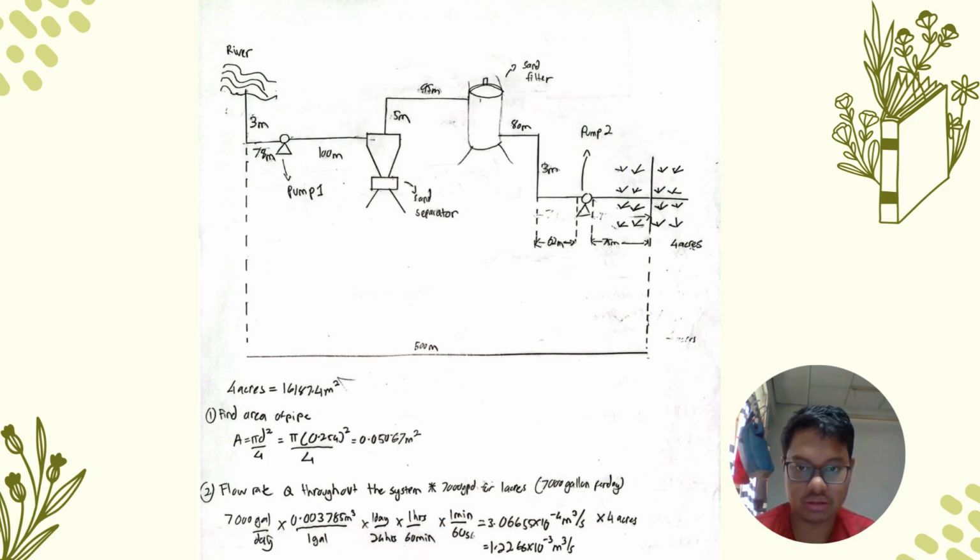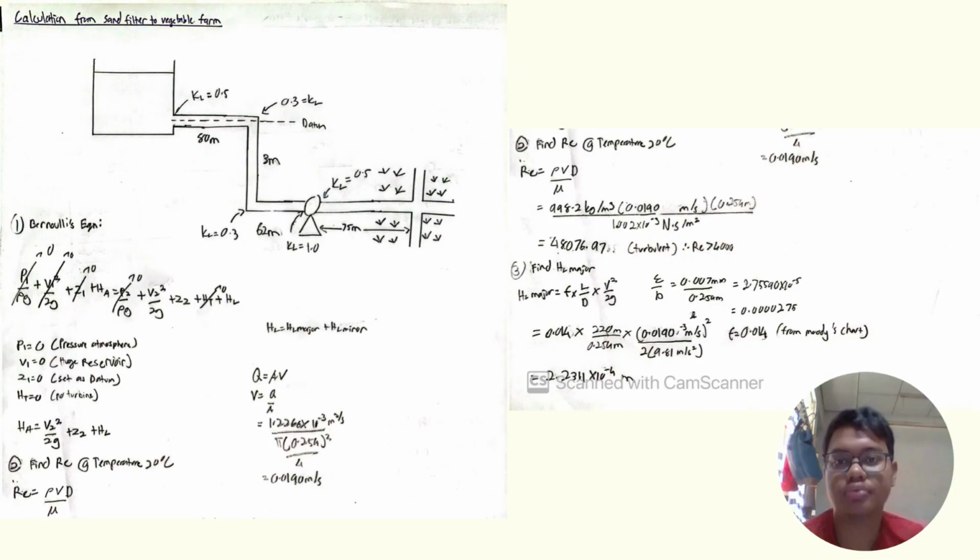So we assume 7,000 gallons per day for 1 acre, and then we change from gallons per day to meter cube per second, and then we multiply by 4 for 4 acres, and then we obtain the value of 1.2266 times 10 to the power of negative 3 meter cube per second. So like I said just now, we calculate from the back, from our sand filter to our vegetable farm.